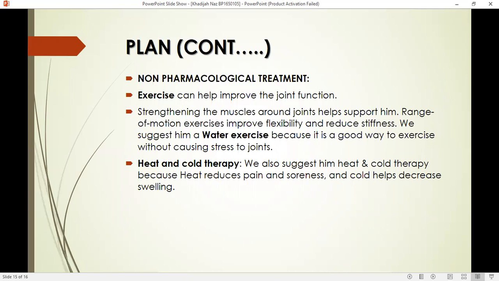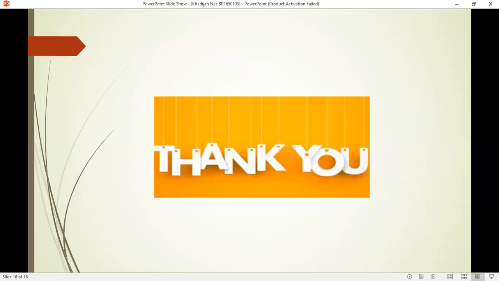Non-pharmacological treatment. In this, we suggest the patient do exercise, because exercise strengthens the muscles, improves flexibility, and reduces stiffness. We suggest him to do water exercise because it is a good way to exercise without causing stress to the joints. We also suggest heat and cold therapy, because heat reduces the pain and soreness, and the cold decreases the swelling. Thank you.